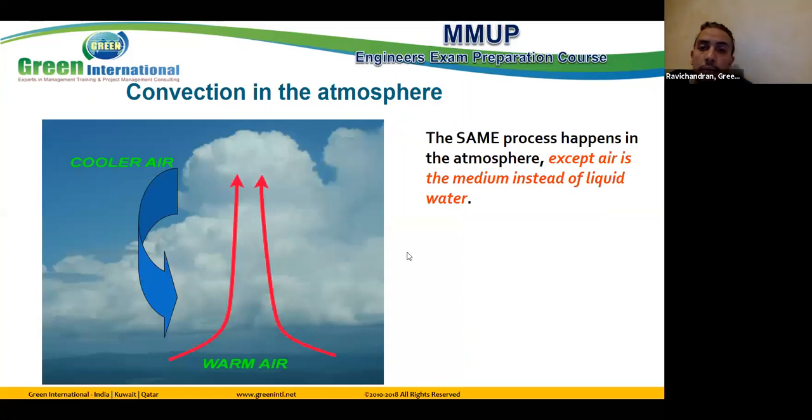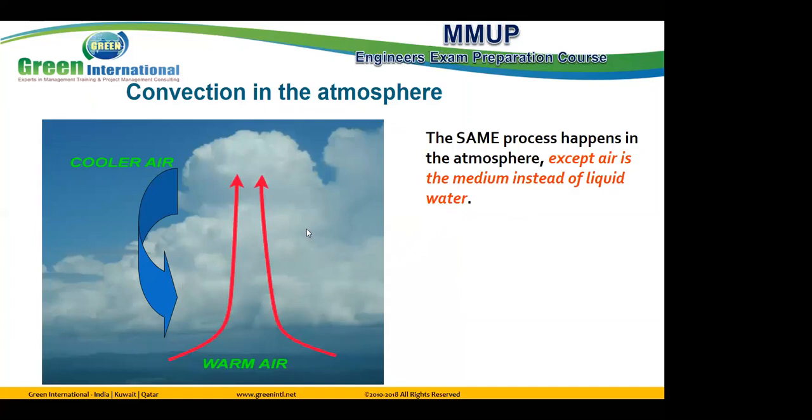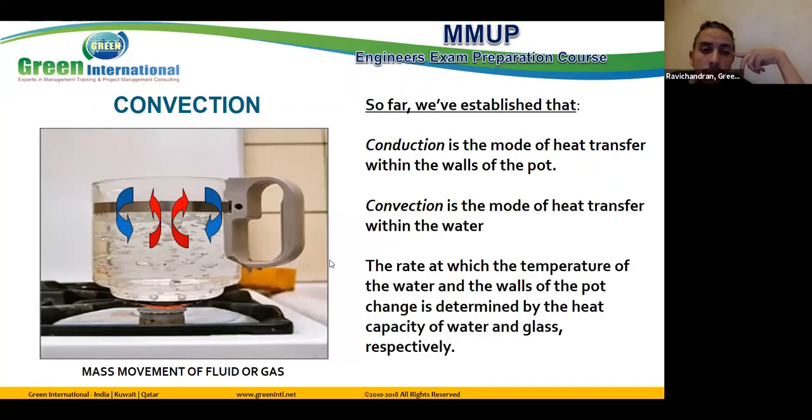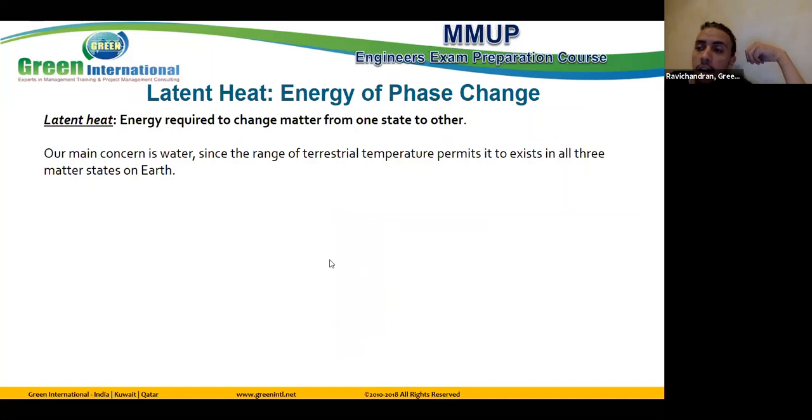Same like this one, for example, the reason for convection in the atmosphere. Why? Because cooler air goes down, warm air goes up. This is the same as what we talked about. This is an important thing to be aware of here.